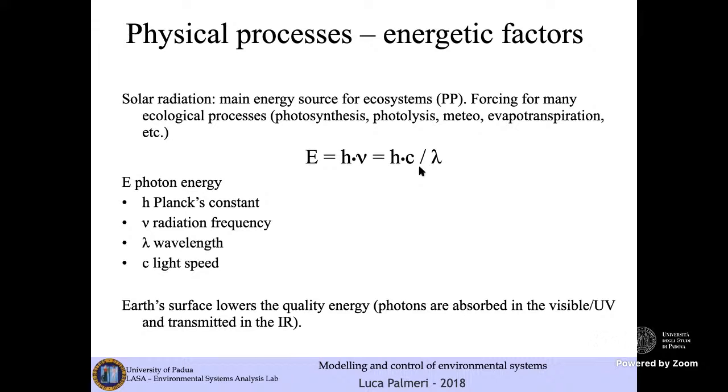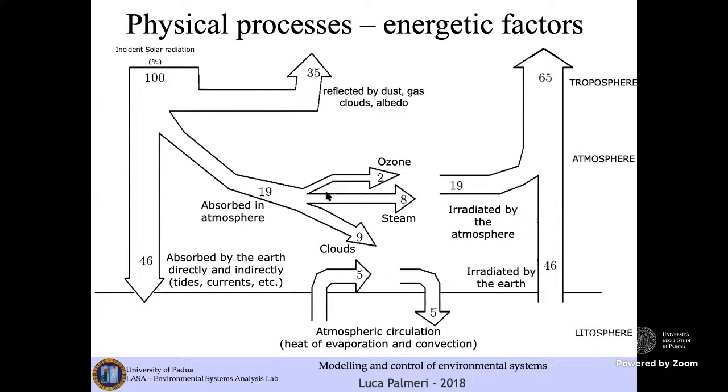We have already said that Earth's surface lowers the quality of energy, meaning that photons are absorbed in the visible range or in the ultraviolet range and retransmitted as heat in the infrared range. We have already seen with this schema, that is the energetic balance, describing the fate of the energy coming from the sun and arriving at the surface of our planet.